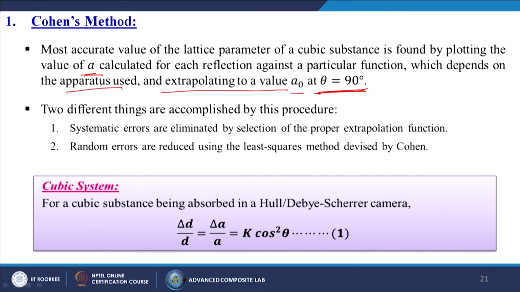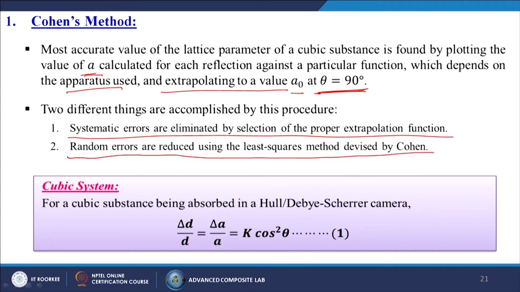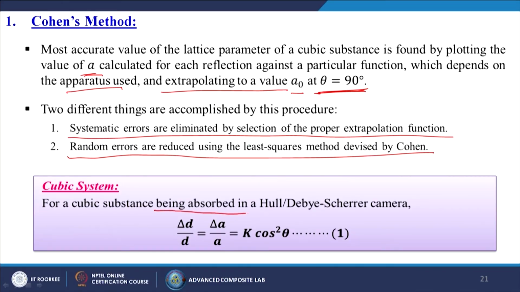There are 2 different things accomplished by this procedure. What are those? Number 1, systematic errors are eliminated by selection of the proper extrapolation function. Number 2, random errors are reduced using the least square method devised by Cohen. That is why it is known as Cohen's method. Generally, for any cubic system being observed in a Hull-Davey Debye-Scherrer camera, del d by d is equal to del a by a, which is equal to capital K, a constant, times cos square theta, as we have already gone through.